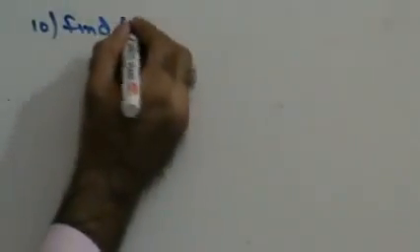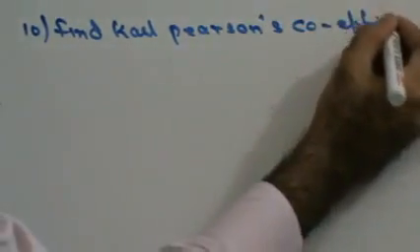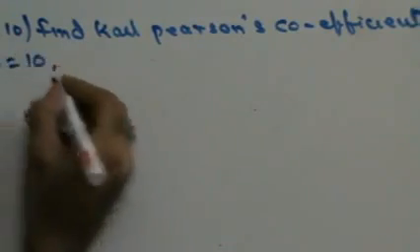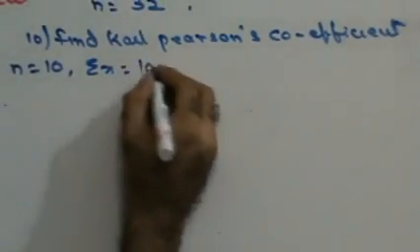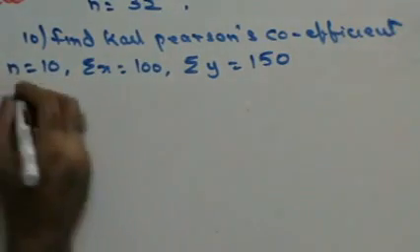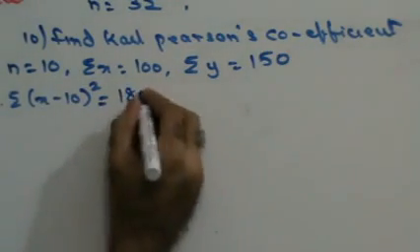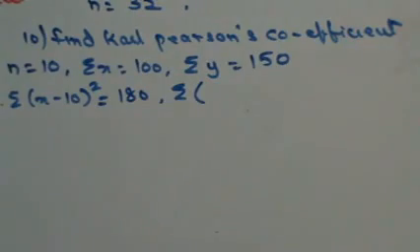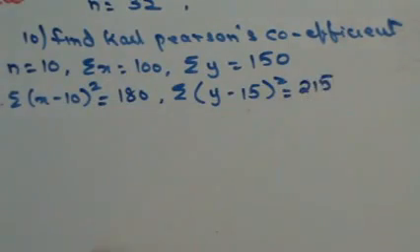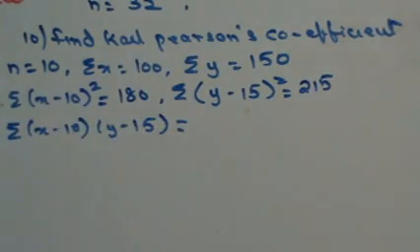Find Karl Pearson's coefficient. They've given you that the value of n is 10, sigma x is 100, sigma y is 150, sigma (x minus 10) the whole square is given to you as 180, sigma (y minus 15) the whole square is given to you as 215, and sigma (x minus 10)(y minus 15) is given to you as 60.